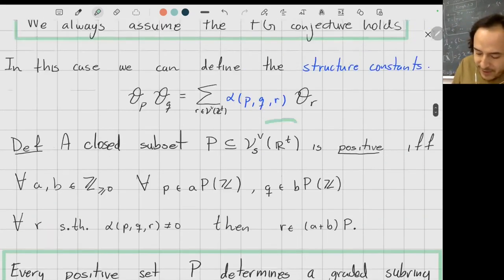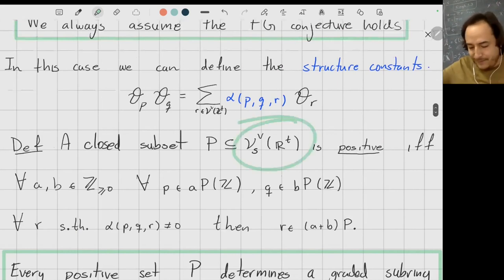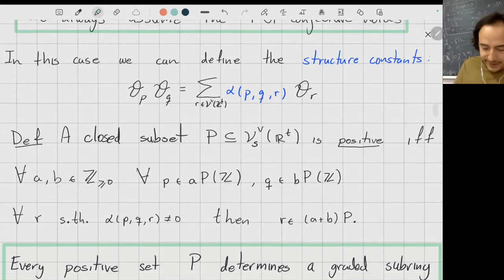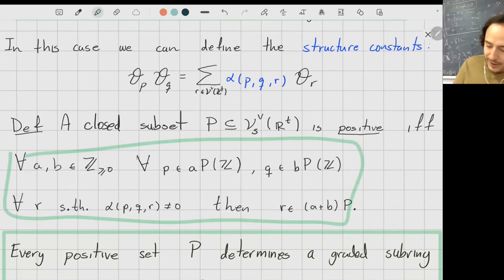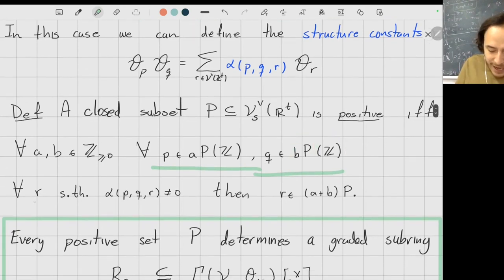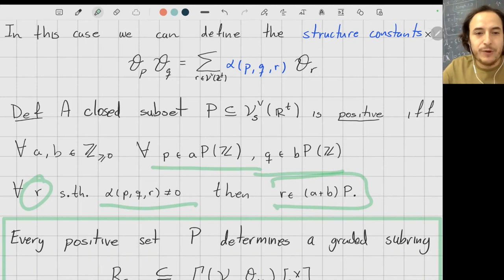Okay. So now I'm thinking of this as R^n, presented in many ways. Here I already picked a seed, so it's a fixed R^n. So it has a topology. I will take the standard topology of R. So a closed subset there is going to be positive if this condition holds. Let me untangle it a little bit. For any pair of positive integers a and b, for every integral point of the a dilation of P, for every integral point of the b dilation of P, and for every r appearing in the product of theta_p times theta_q, we want r to be in the (a+b) dilation of P. So these sets are characterized by having this grading property.